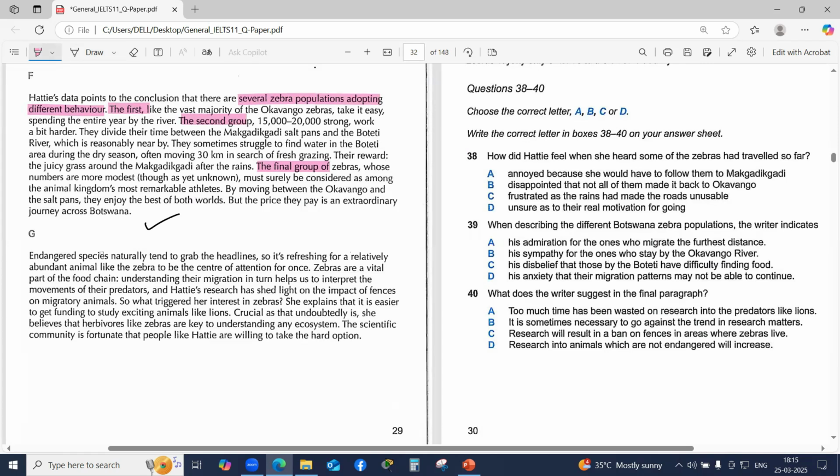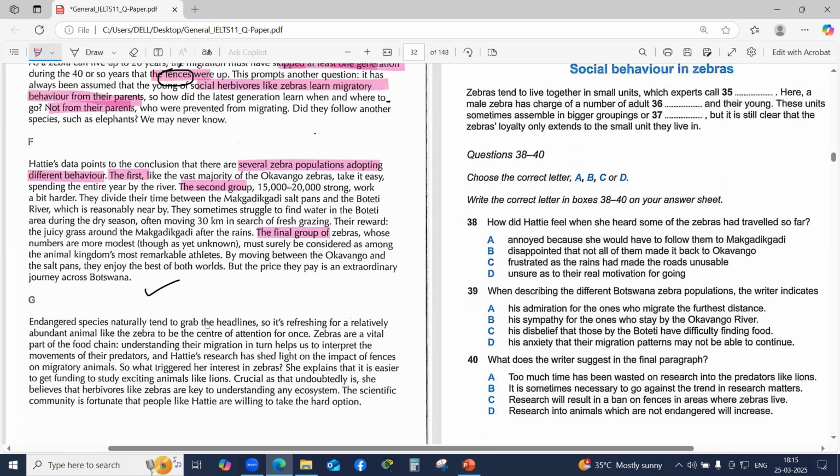Endangered species naturally tend to grab the headline, so it's refreshing for a relatively abundant animal like the zebra to be called the center of attention for once. Zebras are a vital part of the food chain. Understanding their migration patterns helps to interpret the movement of their predators. Haiti's research also shed light on the impact of fences. She explains it is easier to get funding to study exciting animals like lions, and zebras are key to understanding the ecosystem.